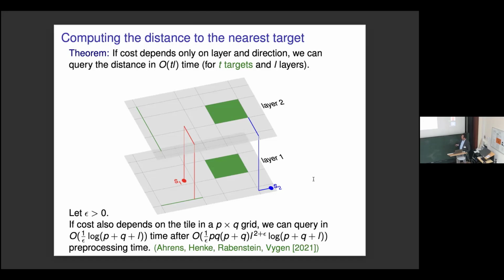And after some pre-processing, you can still query it in essentially the optimal time, because you need to find out in which tile you are and on which layer you are. So you need log P plus Q plus L. And if epsilon is a constant, then this is optimal. You have some pre-processing time that we managed to get down so that it is also efficient in practice. There was a previous version that was too inefficient to be used, except in some exceptional cases.